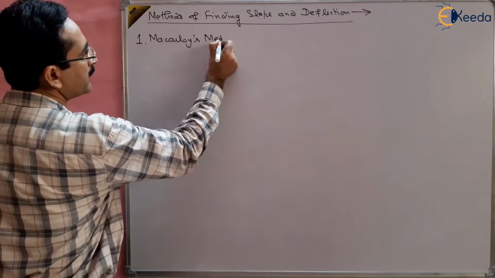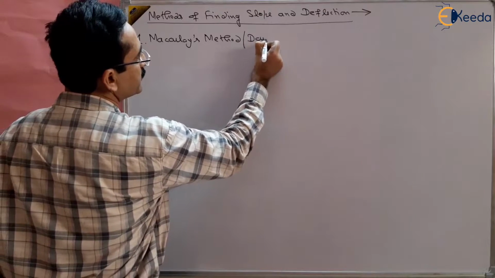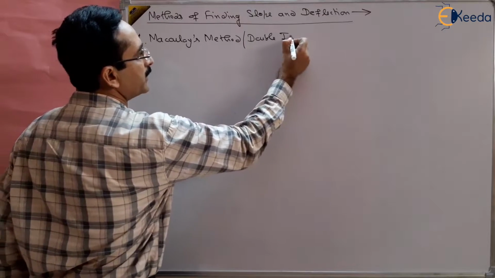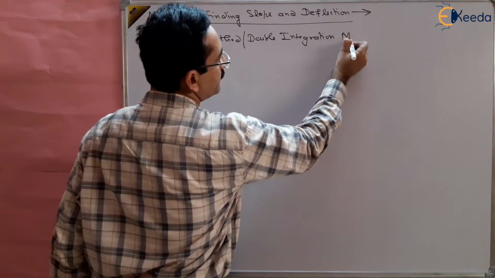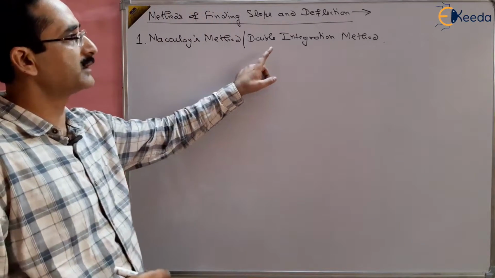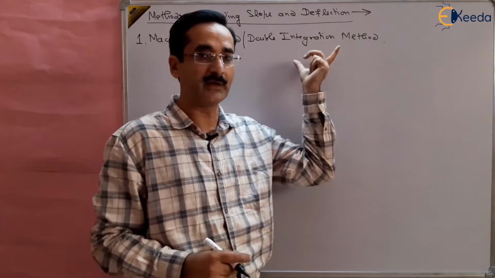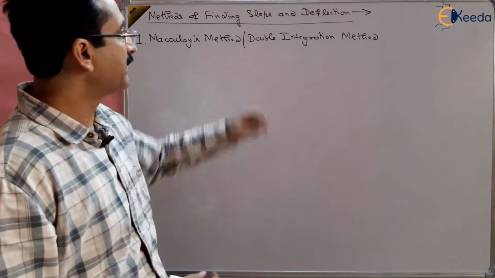This is also called the double integration method. As the name suggests, this is the double integration. We will do two times integration of our deflection equation to find the slope and deflection.